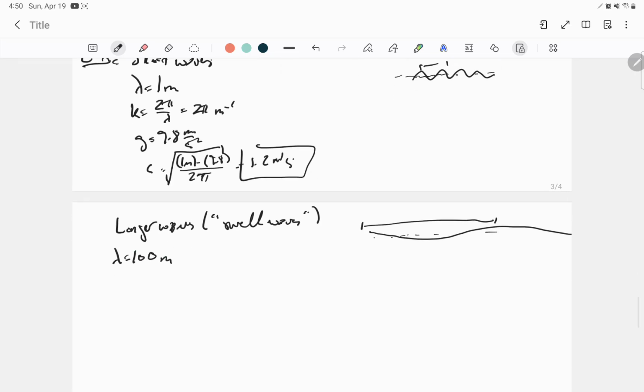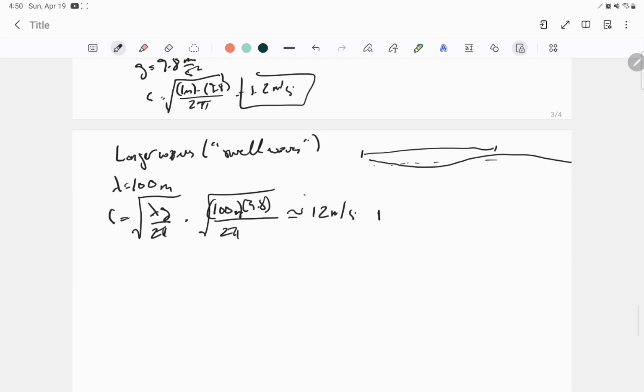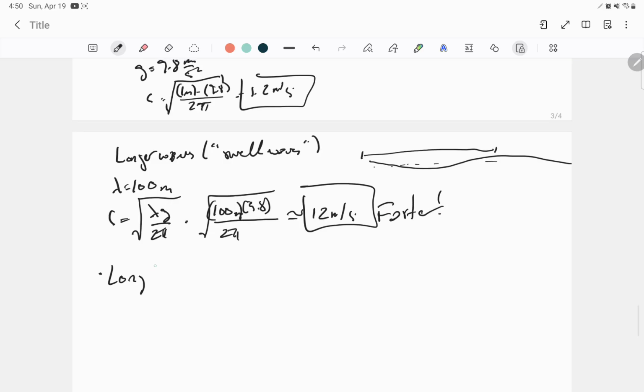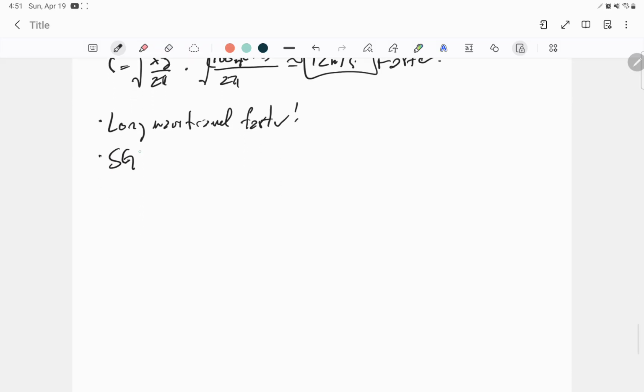So in that case, we would have c equal to the square root of lambda g over 2 pi, which is the square root of 100 meters times 9.8 over 2 pi, and that works out to about 12 meters per second. And so this is much faster. So long waves travel faster. And this means also that surface gravity waves are dispersive.